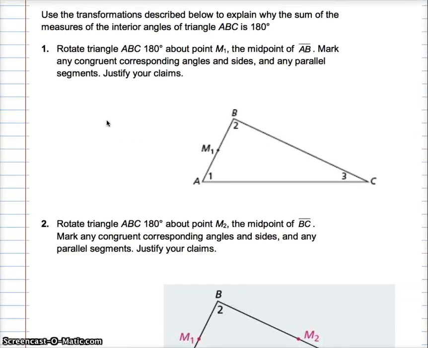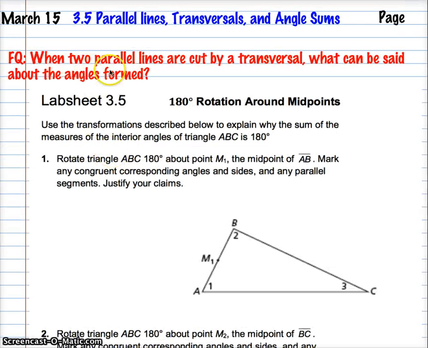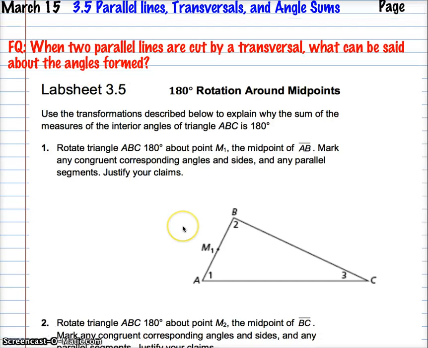Okay. Now, it is pretty straightforward. It says when two parallel lines are cut by a transversal, what can be said about the angles formed? And they walk you through each step. When you start rotating this around point M1, you'll start to have parallel lines and a transversal, and they make connections between the lines. Okay, we'll start working on this together.